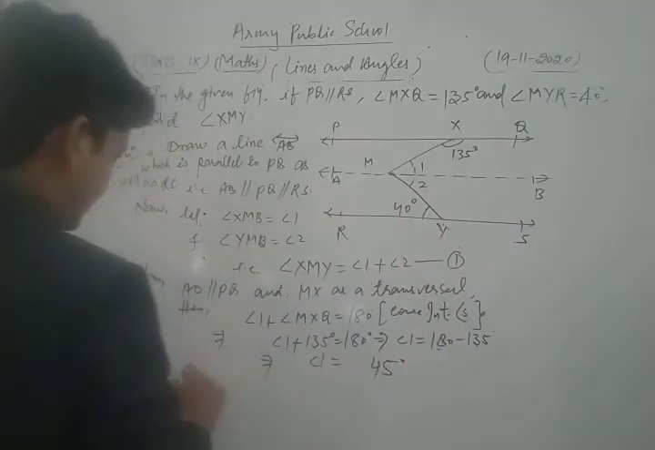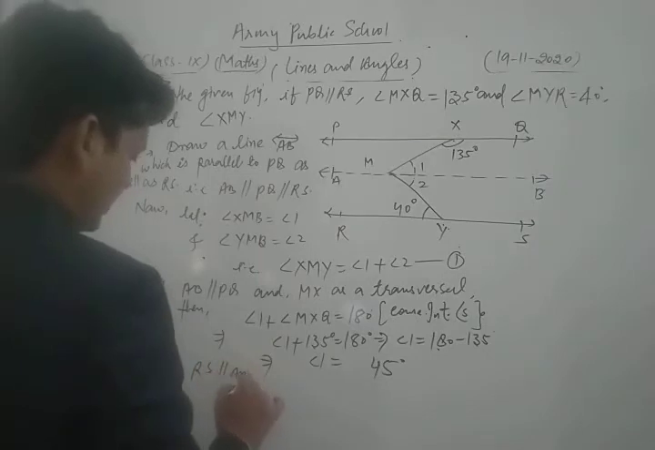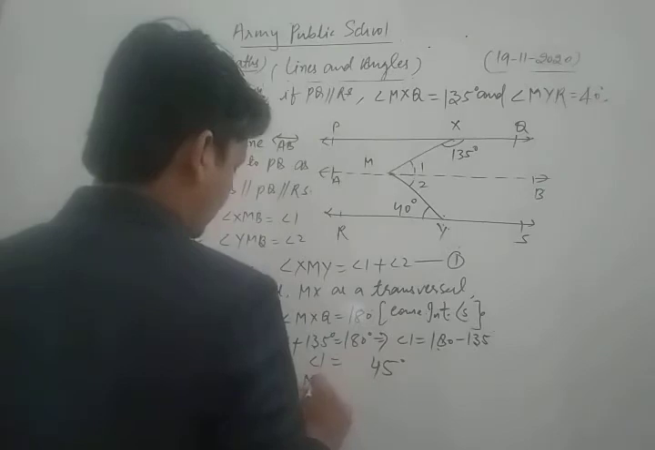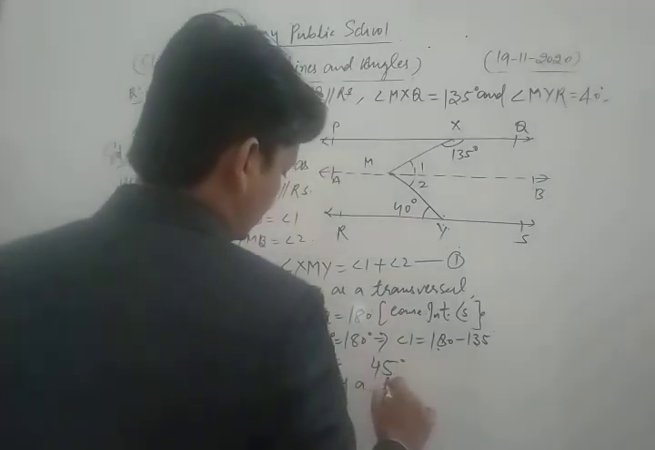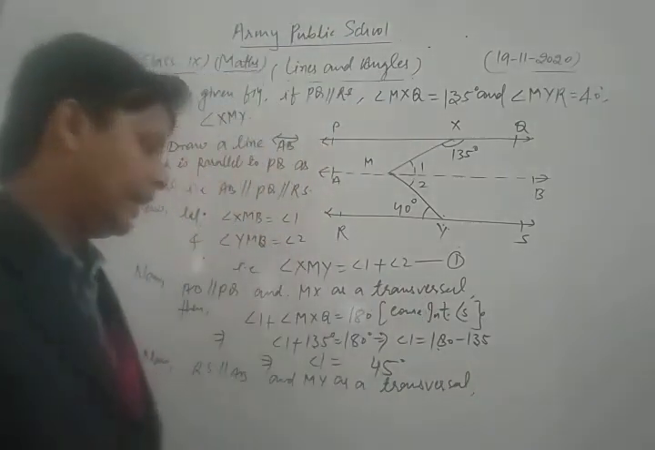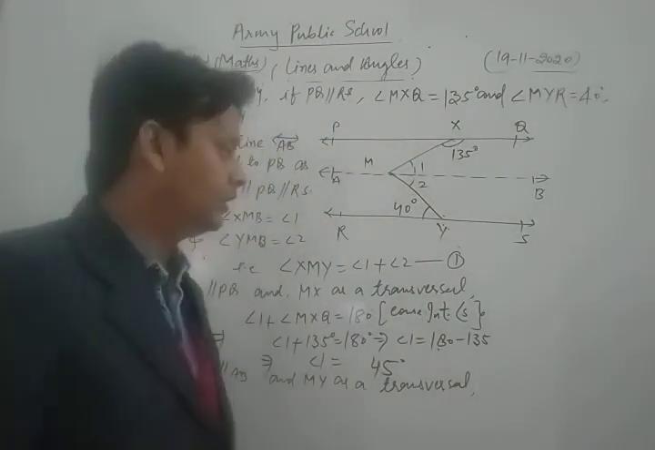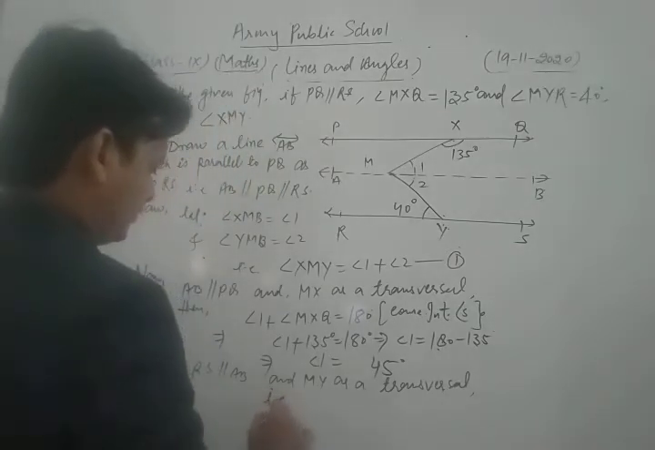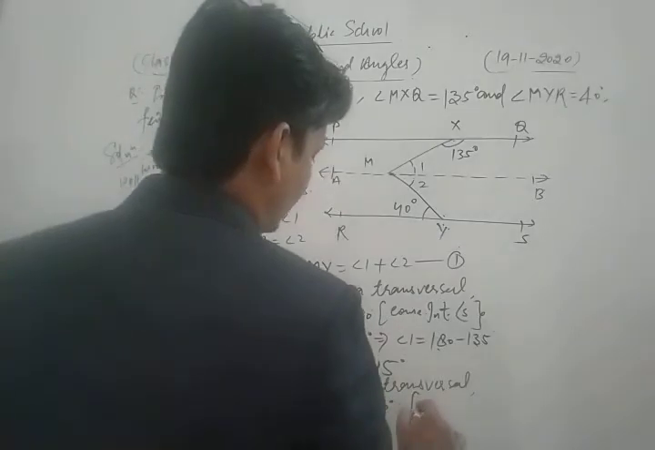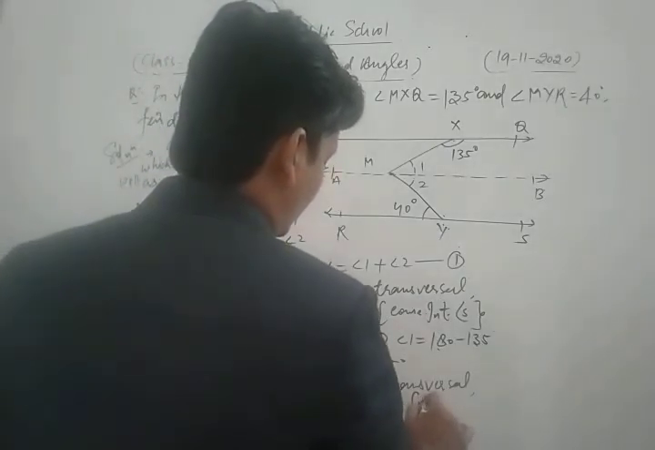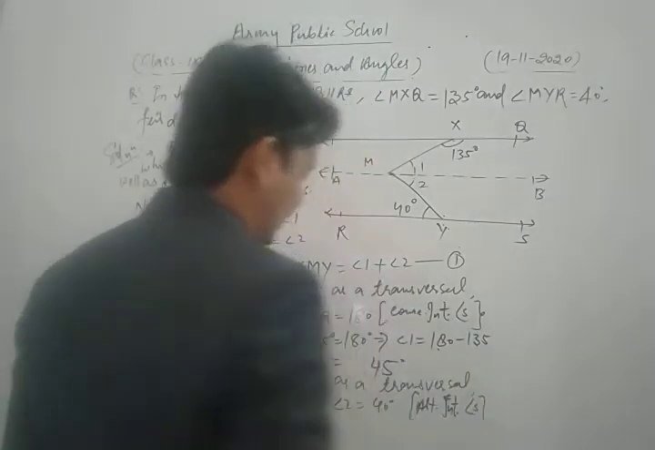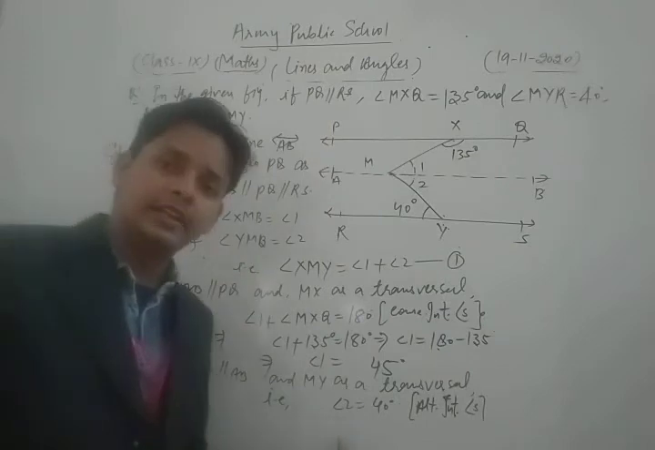Okay, now we take RS parallel to AB and MY as a transversal, then angle 2 is equal to 40 degrees, because these are the alternate interior angles.